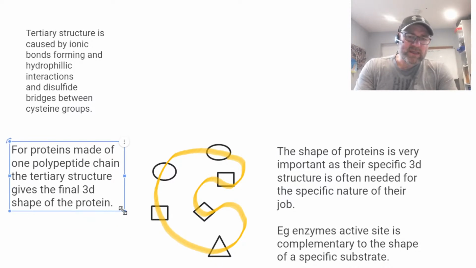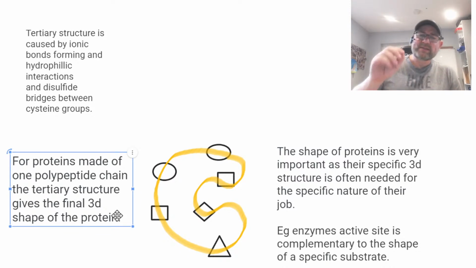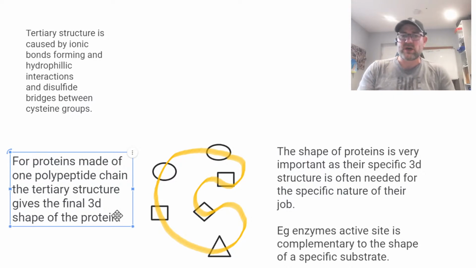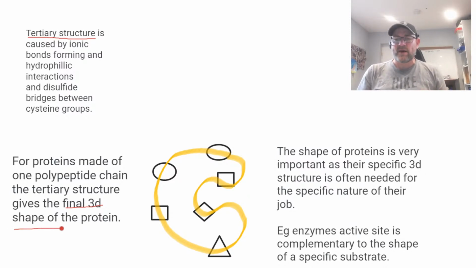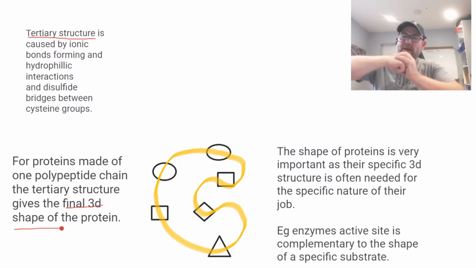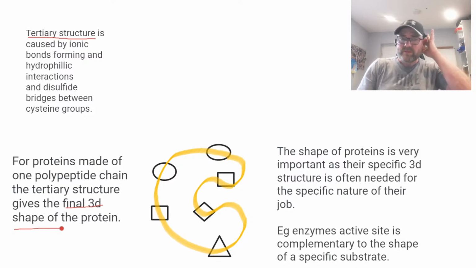Now for proteins that are just made of one polypeptide chain, the tertiary structure is known as the final three-dimensional shape. And what that means is it's very important because this is what creates the active site on an enzyme. You remember that's where the substrate fits, with the lock and key hypothesis, or the induced fit. The substrate fits into the active site. So it's very important that the folding happens correctly. And all proteins are specific, not just enzymes.